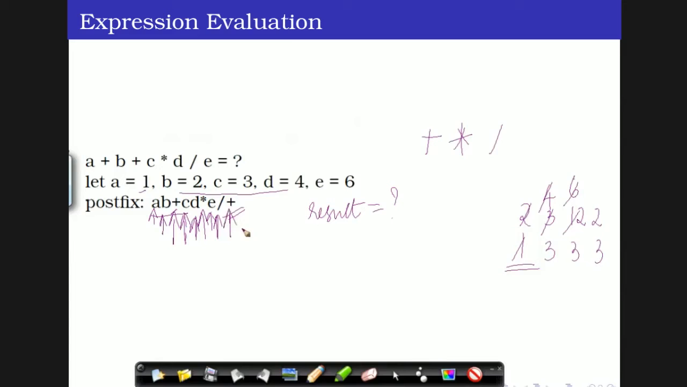And then what is the next element? Plus. So when plus occurs, what happens? What are the elements now with us? We need 2 elements and we have 2. So 2 plus 3 will be added and we get 5. So the result of this expression, when we give values 1, 2, 3, 4 and 6, is 5. So for evaluating this expression, we have to convert it into postfix so that we can evaluate it using the last in first out structure, and we get the result as 5.